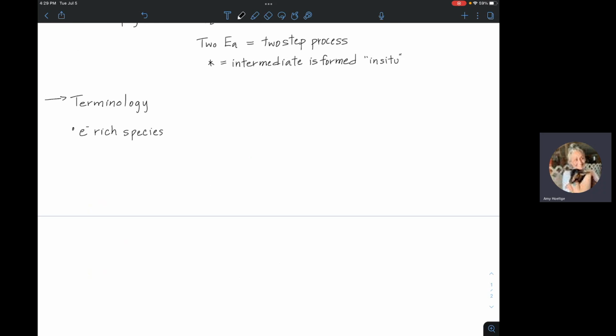But we have a term for this electron-rich species. We call this a nucleophile. So in other words, philic means loving, right? This is nucleus loving. And conversely, we have another species in the pot, the electron deficient species. And we call this an electrophile. And that basically to us means electron loving.